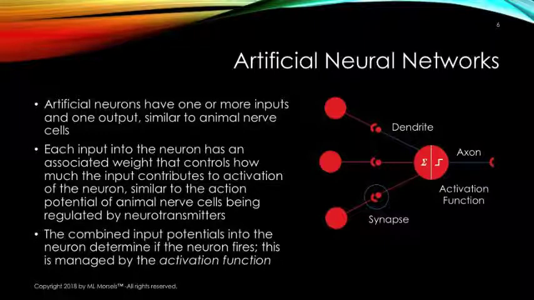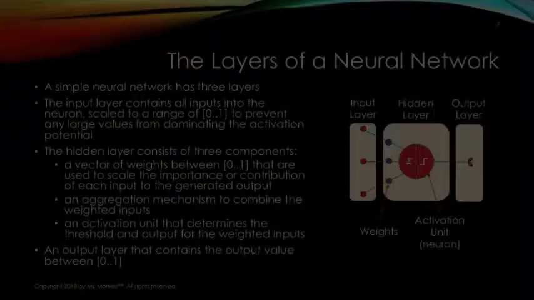Finally, the artificial neuron has an activation unit that corresponds to the soma of a biological neuron. This activation unit is responsible for aggregating the inputs into the neuron and determining whether or not to fire its output to the axon and, in some cases, to what degree the output is activated. This is controlled by the activation function of the artificial neuron.